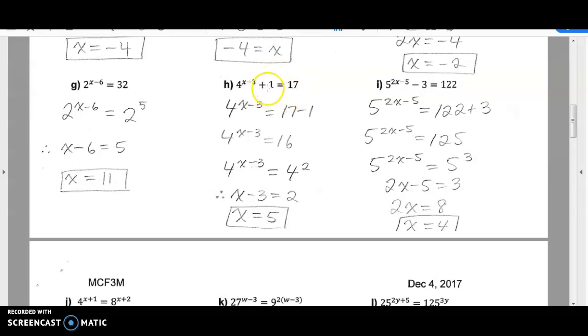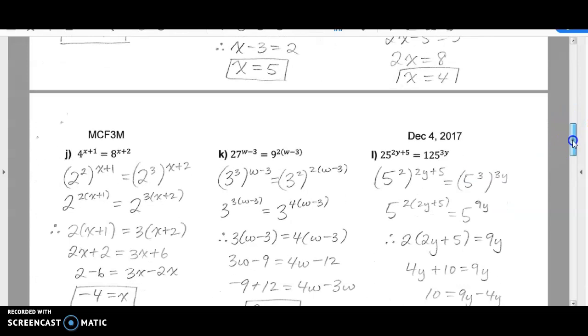So if you have something like a plus 1 here, move it over and subtract 1 and then answer the way we've been answering. Or in part I here, we have minus 3. So move that minus 3 over. It becomes plus 3. 122 plus 3 gives me 125. Now, once I'm at this line here, I can work with it and I can change 125 to a base of 5 because I know that 5 cubed is 125. So then I can write 125 as 5 cubed. Again, same bases at this stage. So once I have the same bases, I can equate 2x minus 5 to 3 and then solve for x.